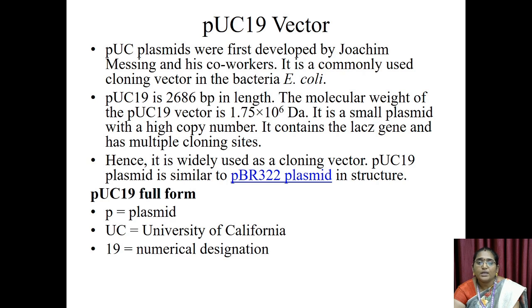The molecular weight of the pUC19 vector is 1.75 x 10^6 Daltons. It's a small plasmid with a high copy number. It contains the lacZ gene and has multiple cloning sites. Hence, it is widely used as a cloning vector. The pUC19 plasmid is similar to the pBR322 plasmid in structure. The pUC19 full form: p represents plasmid, UC represents University of California, 19 is a numerical designation.